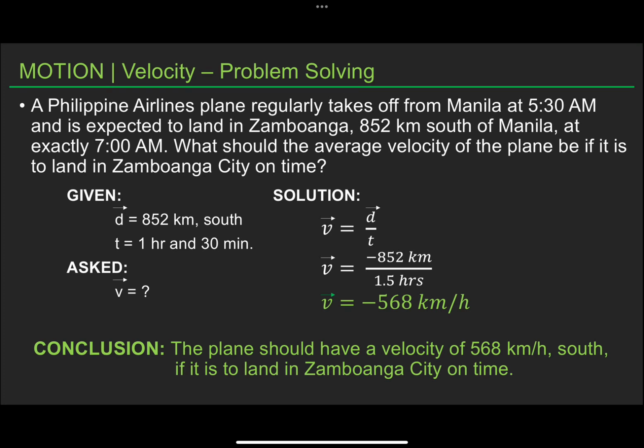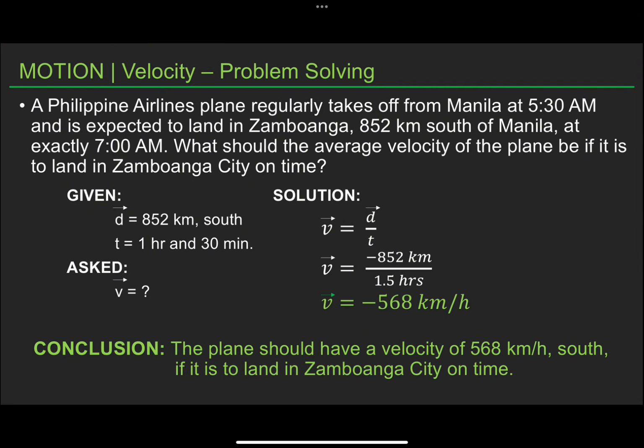A Philippine Airlines plane regularly takes off from Manila at 5:30 a.m. and is expected to land in Zamboanga, 852 kilometers south of Manila, at exactly 7 a.m. What should the average velocity of the plane be if it is to land in Zamboanga City on time? We have two givens, 852 kilometers south and a time of 1 hour and 30 minutes.